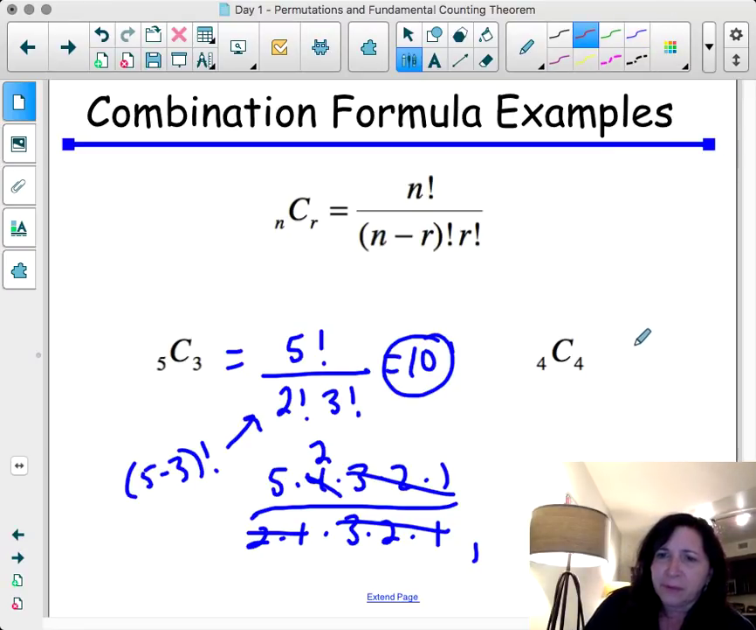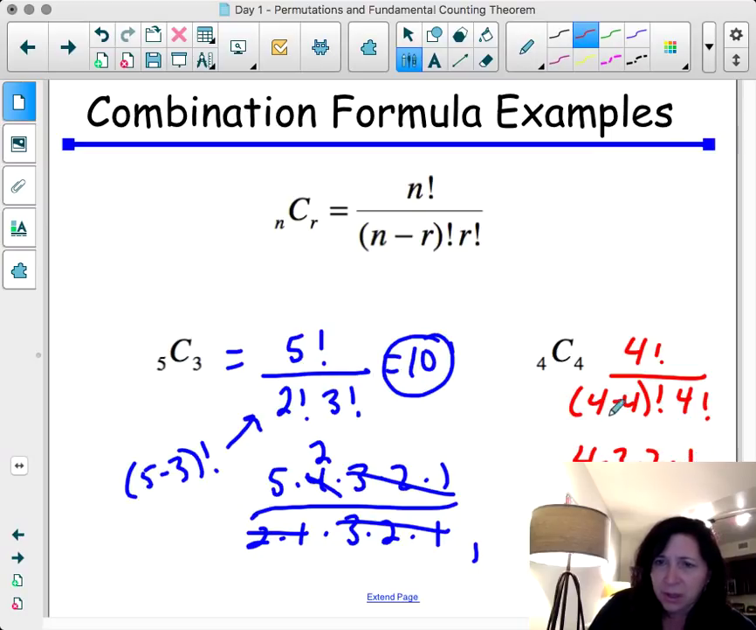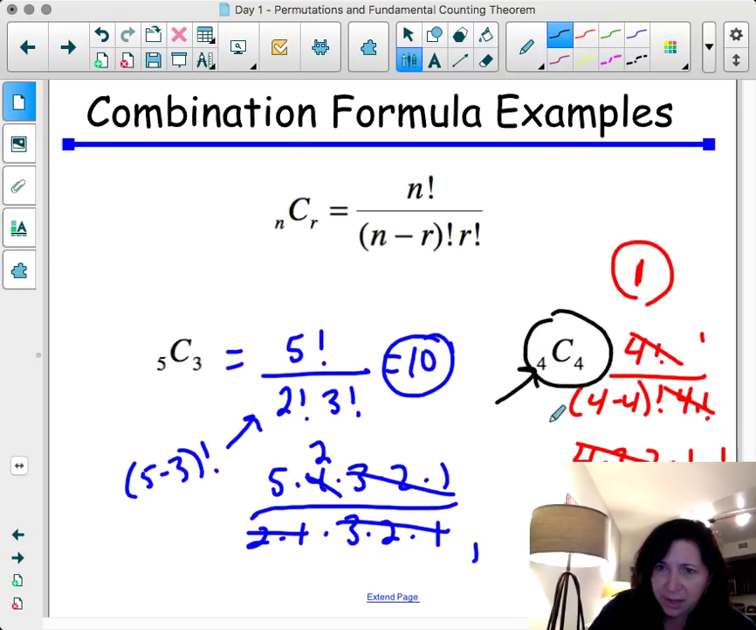Okay, let's do this one. We've got 4 factorial over 4 minus 4 factorial times 4 factorial. Well, that's going to be 4 times 3 times 2 times 1 over 0 factorial, which is 1, and then 4 times 3 times 2 times 1. These are going to cancel with these and make 1. So I could have just canceled them out right here and had 1 over 1, which is 1. Anytime you see the same numbers here and here, that's going to equal 1.